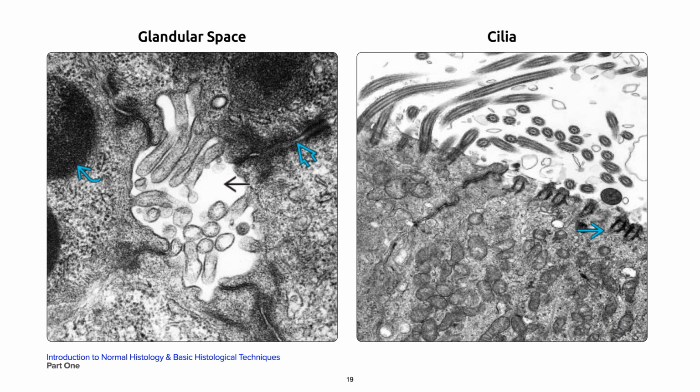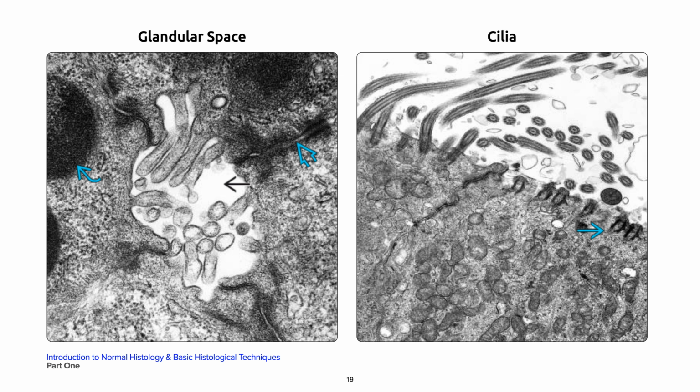On your left is an EM that shows a glandular lumen formed by several salivary gland acinar cells and filled with microvilli. This is shown by the black arrows. A secretory granule is present, which is shown by this single arrow. The apical portion of the cell is held together by junctional complexes, pointed out by the blue arrow.